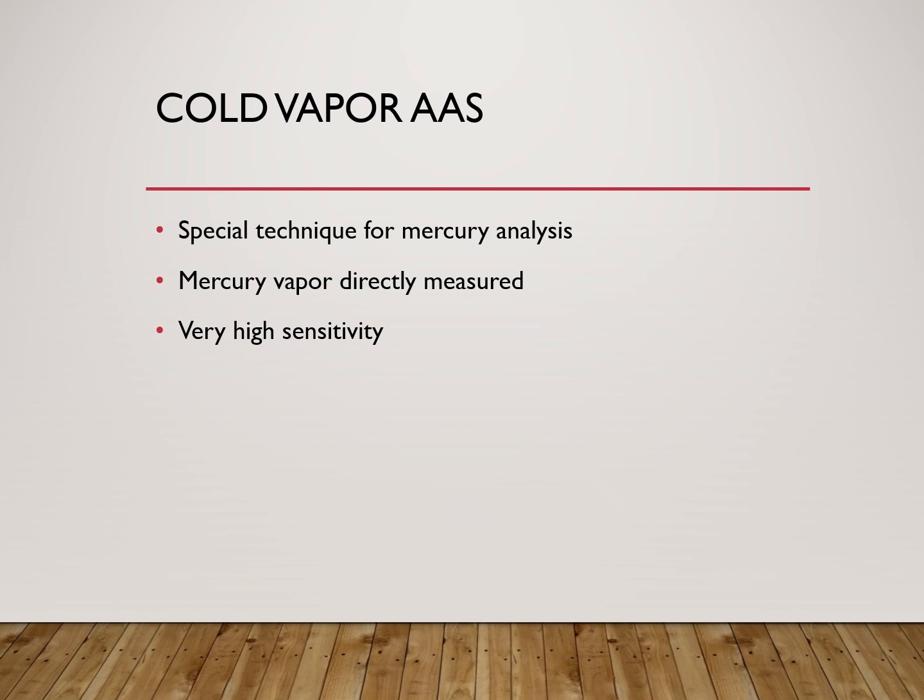If we look at cold vapor atomic absorption spectroscopy, it is a specialized technique used exclusively for mercury analysis. In this method, mercury ions are chemically reduced to elemental mercury vapor, which is then measured directly without a flame, resulting in extremely high sensitivity.